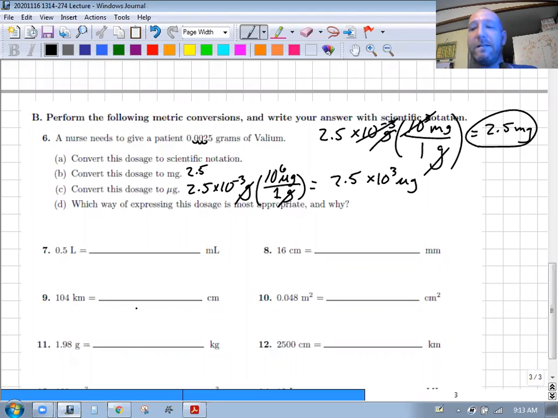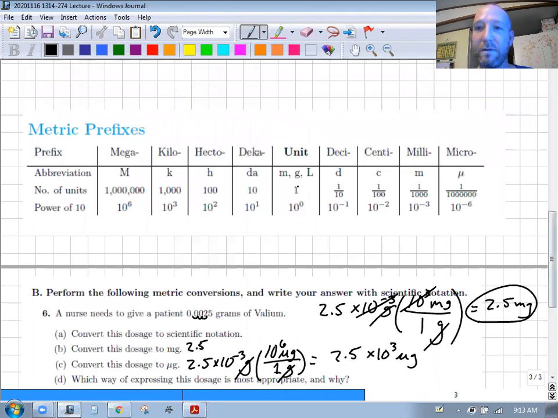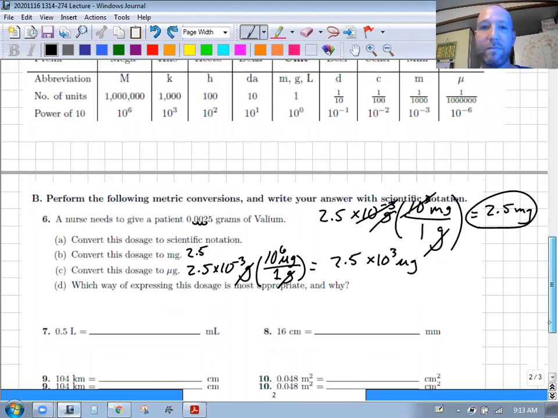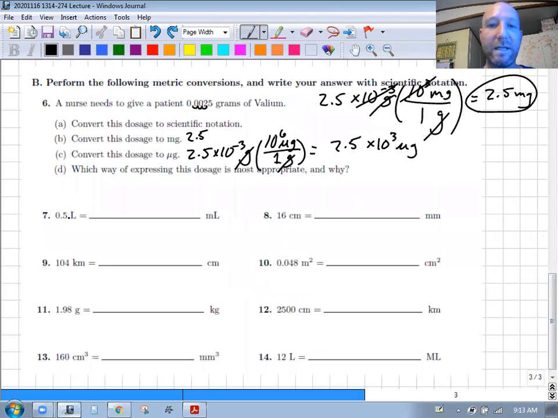All right, let's see. Number 7, we're going from liters to, what is this, milliliters? Again, that's 10 to the negative 3. So we take our liters here. We want to get rid of liters. We want milliliters. And there's 10 to the 3rd milliliters per liter. The liters go away, and we have 0.5 times 10 to the 3rd milliliters.